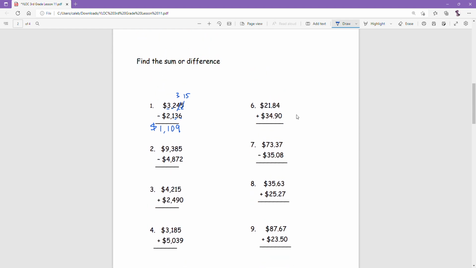Let's look at number 6 here. We have $21.84 plus $34.90. So again, we're going to start from right to left. And we're going to start from the ones place. So we have 4 plus 0, which is 4. 8 plus 9, which is 17. So we're going to put the 7 here and the 1 on top. Then we're going to bring this point down right in front. Then we have 1 plus 1 plus 4, which is 6. And 2 plus 3, which is 5. And we're going to add the dollar sign to make $56.74.